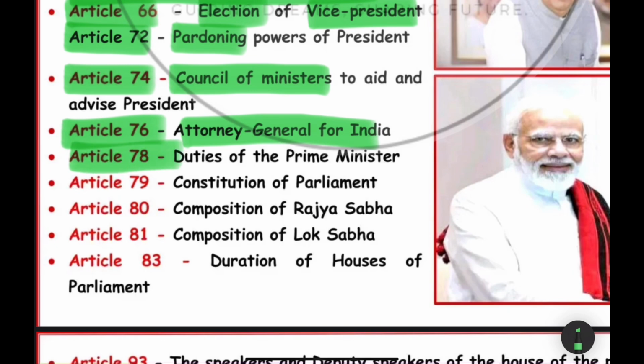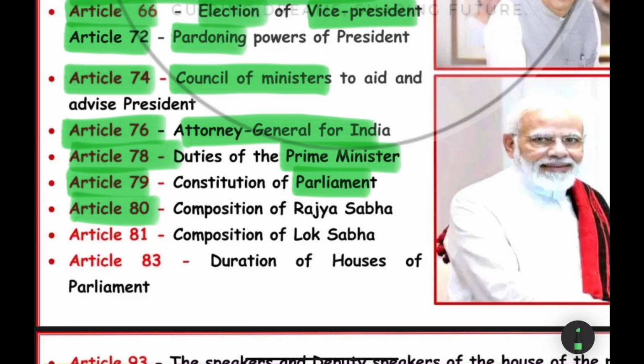Article 78 tells about the duties of the PM. Now we have entered the parliamentary articles. Article 79 tells about your Parliament. Constitution of Parliament means what? You have to build a Parliament. Which article tells that? That is your Article 79.